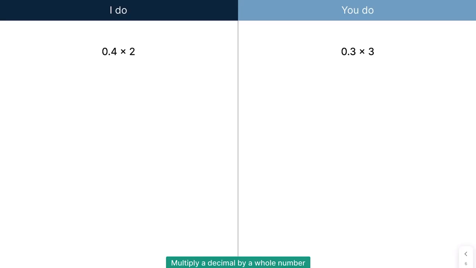The way my videos work is I'm going to do the example on the left, which is I do, and then you are going to press pause and have a go at the example on the right, which is you do. So looking at this first example here, we have 0.4 times 2.